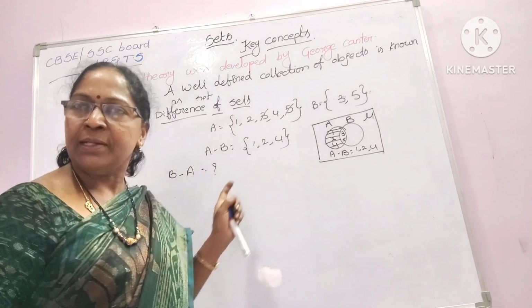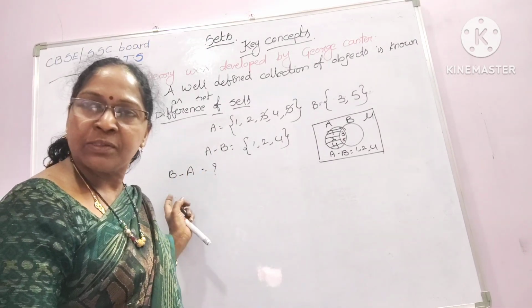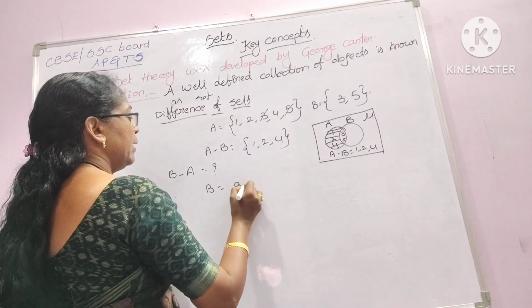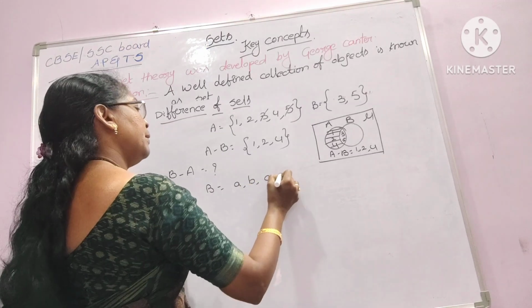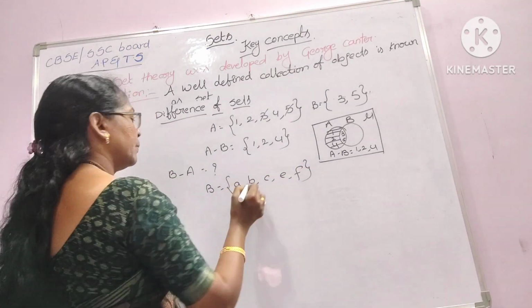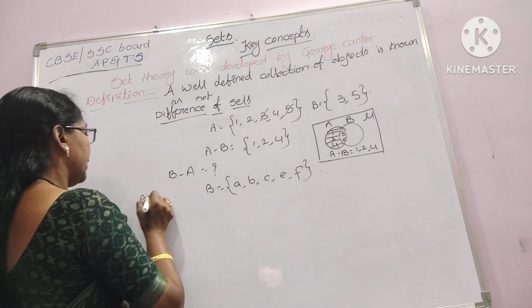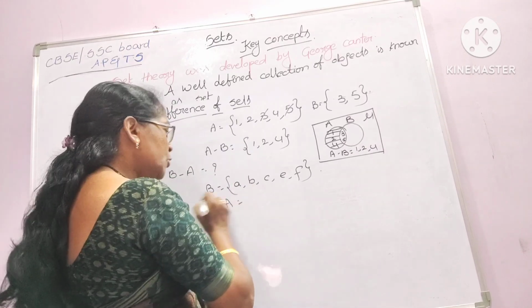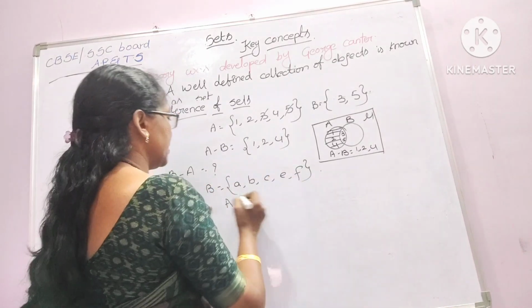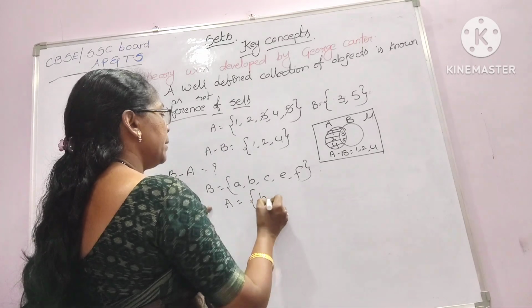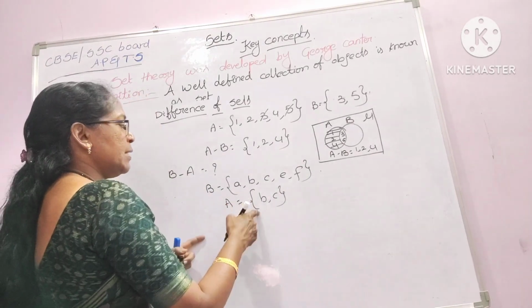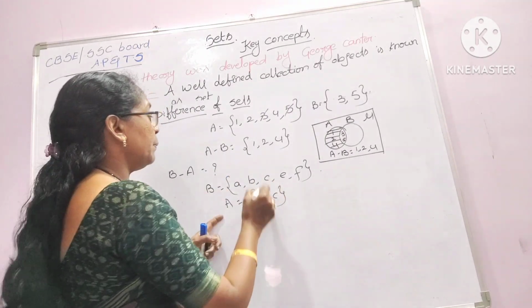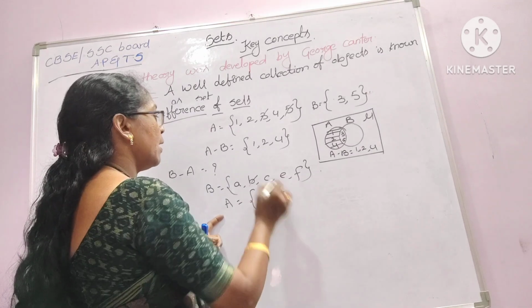Next B minus A. B minus A means the elements belong to the B set only, not the A set. Suppose B equal to A, B, C, E, F like this. Set A equal to, write in order. B minus A means first write B, next A. So A equal to B, C. Now B minus A means you check which elements of A are there in the B set. B is cancelled, C also is there, you cancel.